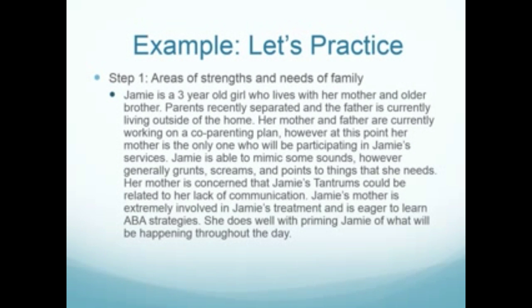Okay, so can someone tell me an area of strength for the parents or the child? Jamie's mom wants to learn, which is good because she already has that motivation. And she's already priming. Jamie's mimicking. She's able to point, and mom is already priming.